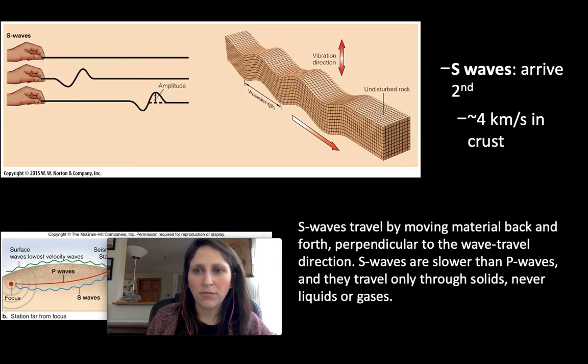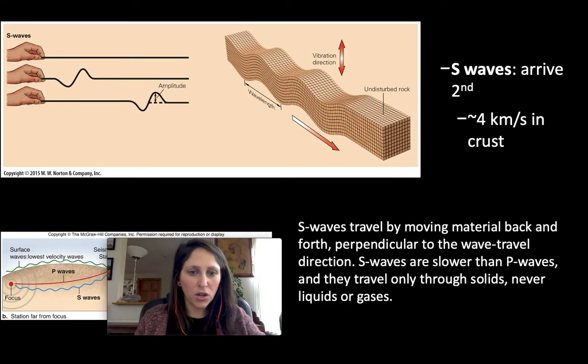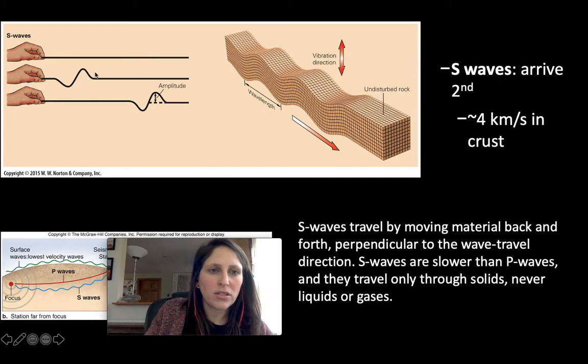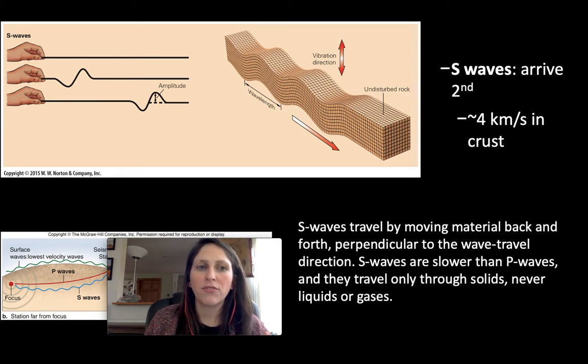The second waves to arrive are the S waves. You can think of pulling a rope really taut and then whipping it. It produces this wavelength through the rope. That's analogous to our S waves, and they travel a little bit shallower, about 4 kilometers in the crust, and they're slower than P waves, so they're going to arrive after the P waves arrive.